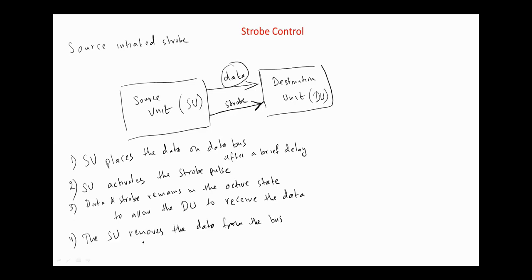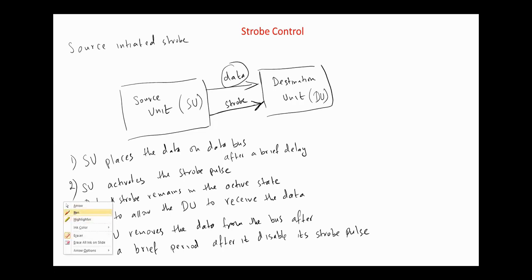The source unit removes the data from the bus after a brief period after it disables its strobe pulse. According to this procedure, we have one major disadvantage, that the source unit has no way of knowing whether destination unit received the data or not. Since in the strobe control, we have single control only.